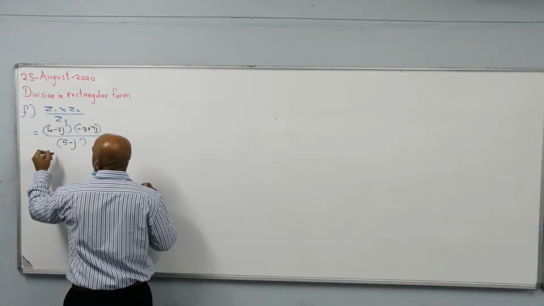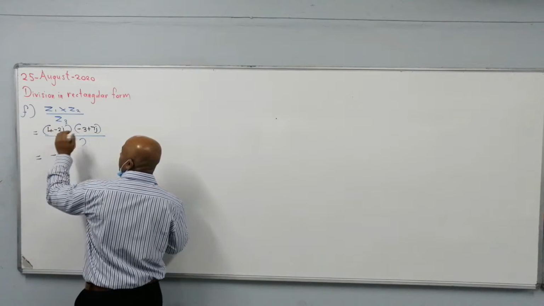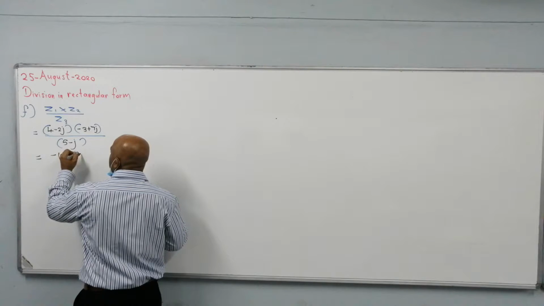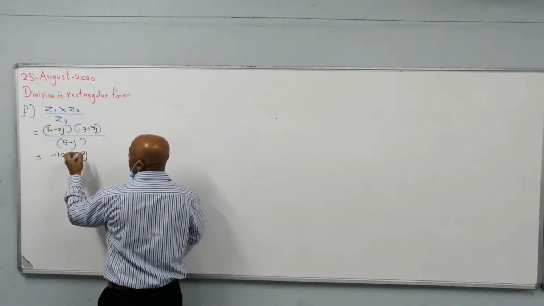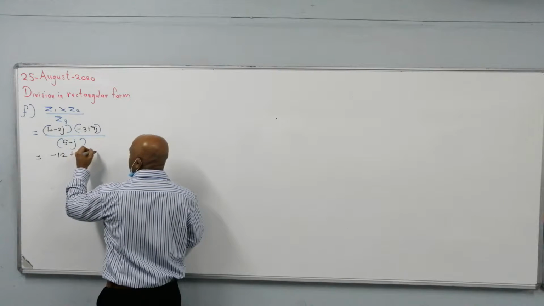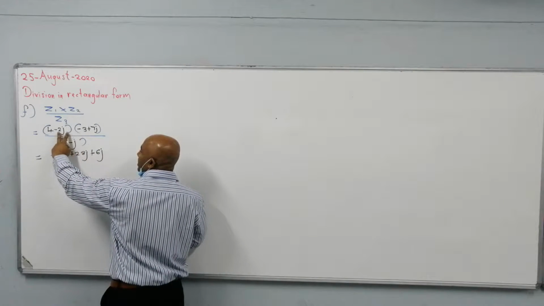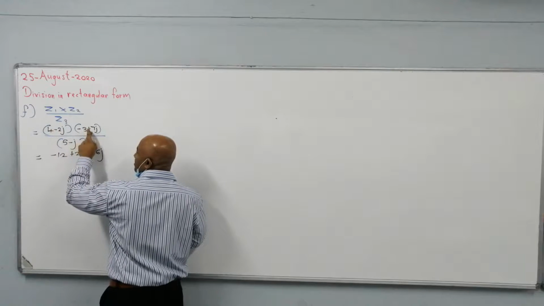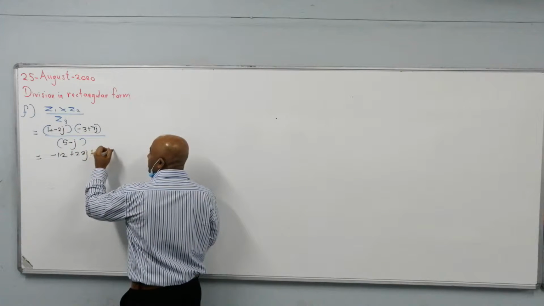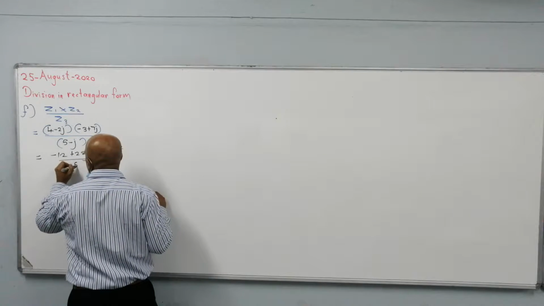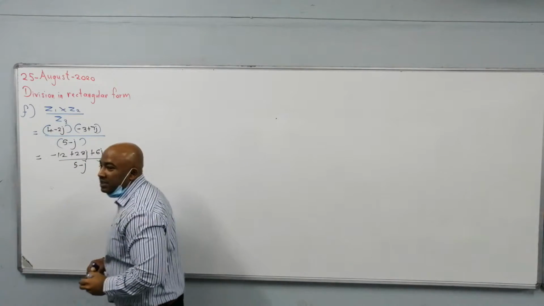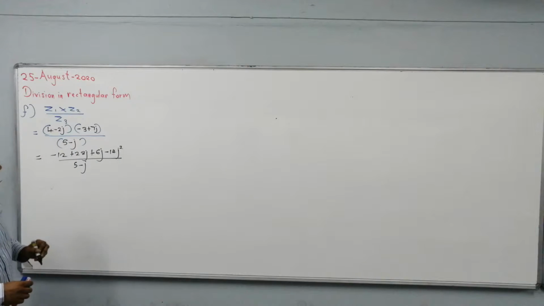4 times minus 3 is minus 12. 4 times 7j, that will be 28j. And then minus 2j times minus 3 will be plus 6j. And then minus 2j times 7j, a negative times a positive, that will be minus 14j squared. All divided by 5 minus j. Let me simplify the numerator as far as possible.